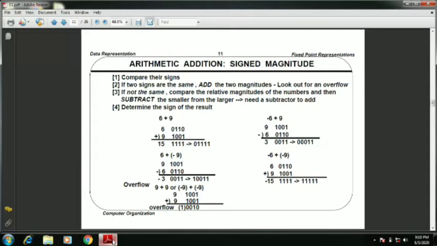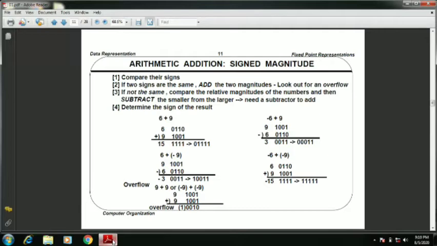The last point, determine the sign of the result. After adding or after subtracting, you find the sign of the result. Here there are some examples. First one is 6 plus 9. Both numbers have the same sign. 6 is positive, then 9 is also positive.